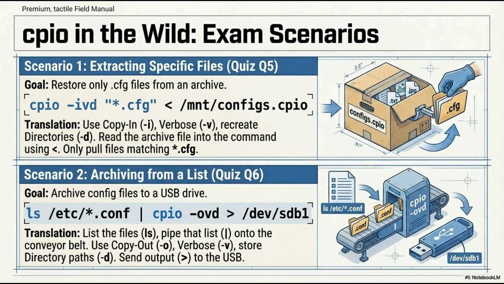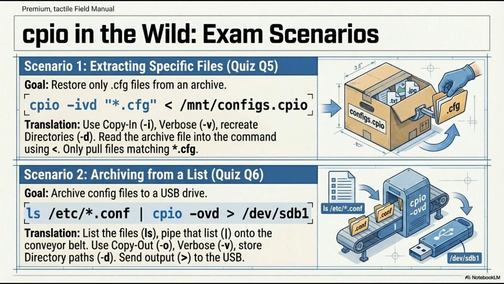Awesome. Scenario 2 is archiving from a list. The goal is to back up configuration files straight to a USB drive. The command is ls /etc/*.conf | cpio -ovd > /dev/sdb1. This perfectly illustrates the conveyor belt. Yeah. The ls command generates a list of files. That vertical bar, the pipe, takes their raw text list and drops it onto the belt, feeding it into CPIO. We use -o for copy out to create the archive.